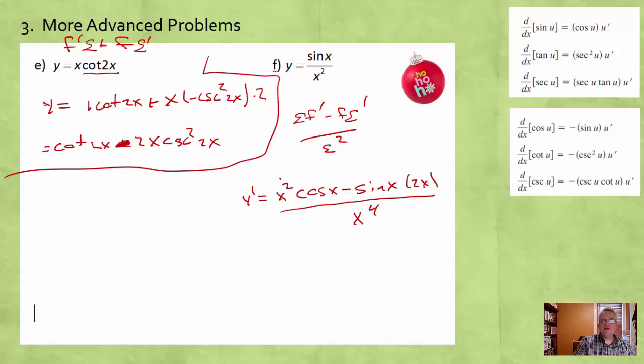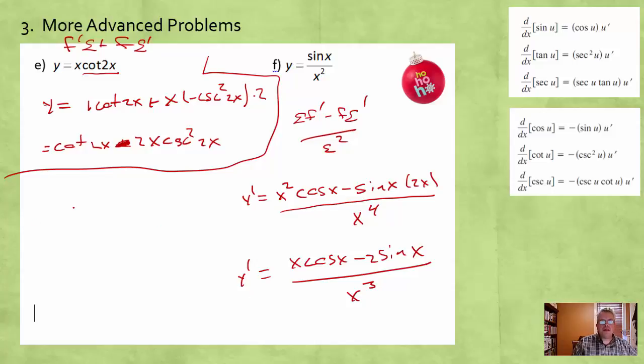We're kind of done. The only thing we can do is cancel an x from every term. So we would have y prime equals x cosine x minus 2 sine of x over x to the third. Remember, we can cancel factors. X is a factor of the numerator. We can factor it out. It's actually the greatest common factor.